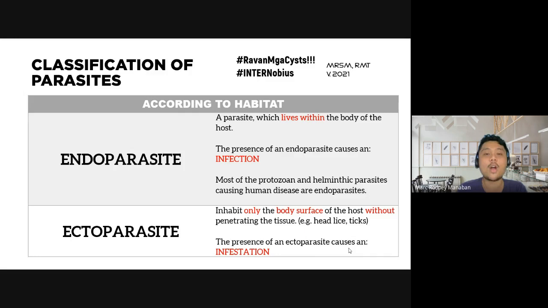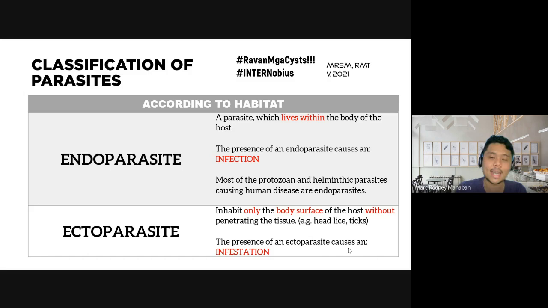Now, again, when the ectoparasite establishes a habitat within the surface of the host, then that is now called an infestation. Ayan. So easy to remember, easy to differentiate. Basta endoparasite, you're inside, so it can cause infection. Pero kung ecto, outside, so it can cause infestation, okay? Only within the surface. Alright, so that's the first classification according to habitat.